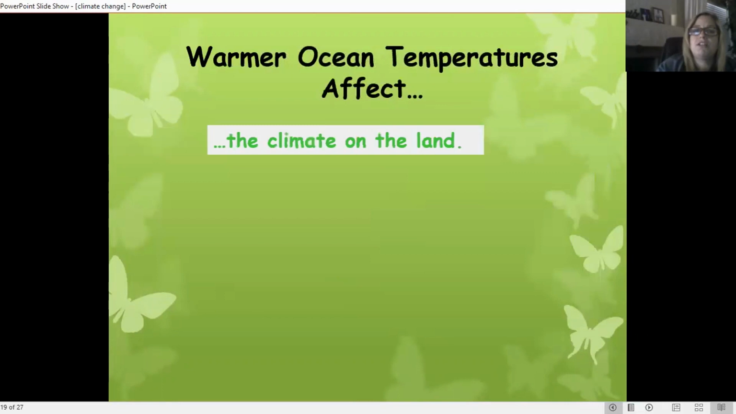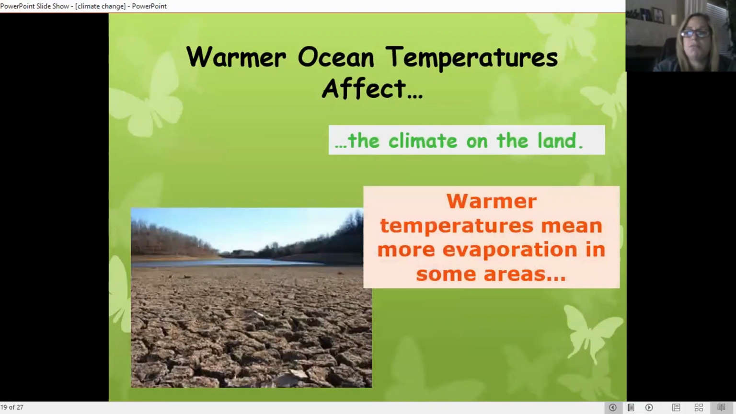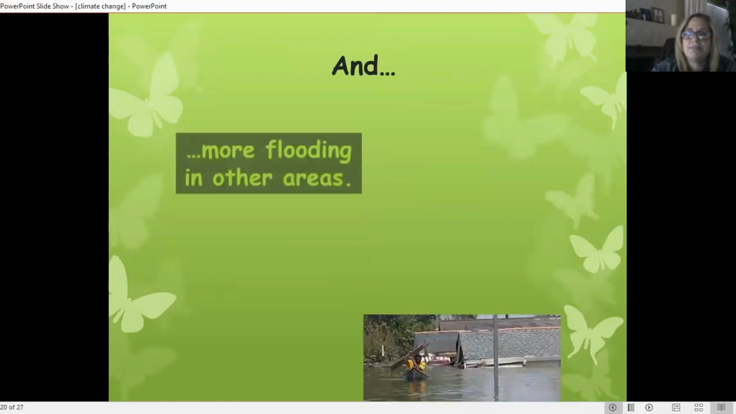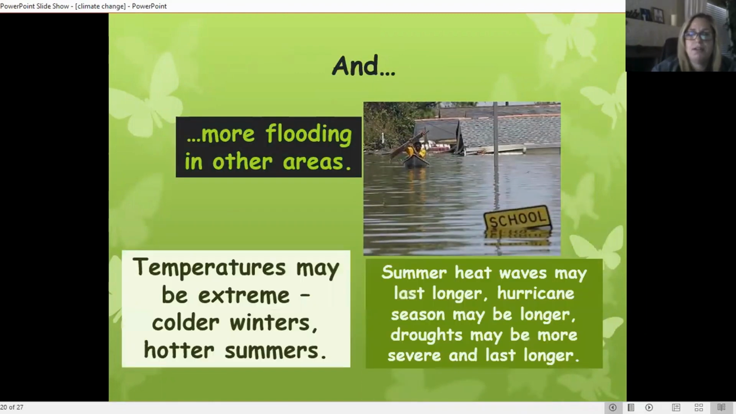Warmer ocean temperatures affect the climate on the land. Warmer temperatures mean more evaporation in some areas, and we could have drought, and more flooding in other areas. Temperatures may be extreme. We might have colder winters than we've ever had or hotter summers. And I think Arizona, we already have warm summers.